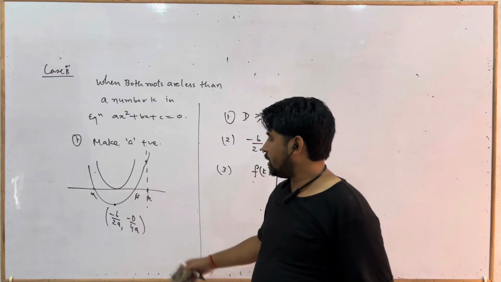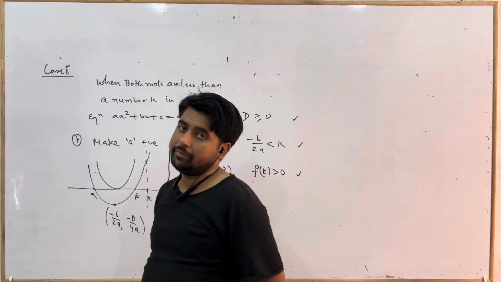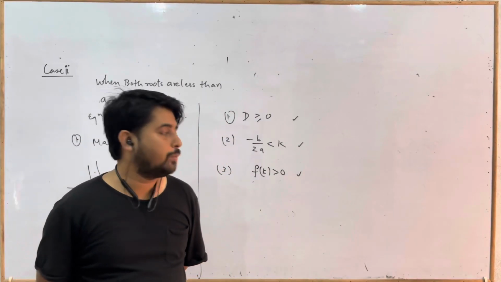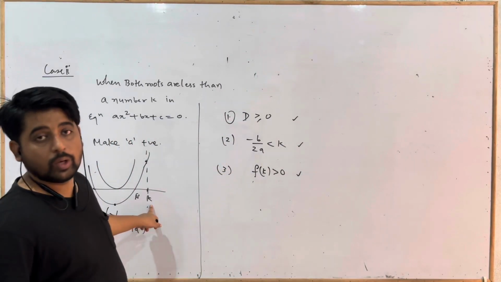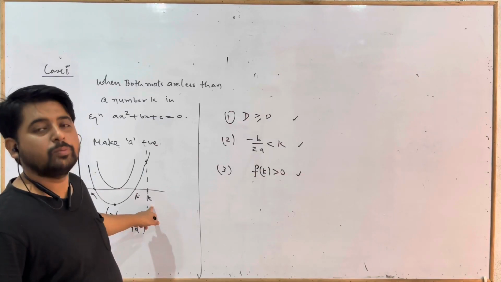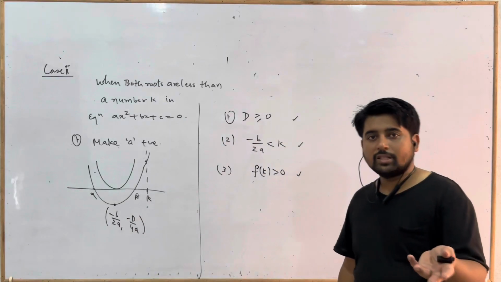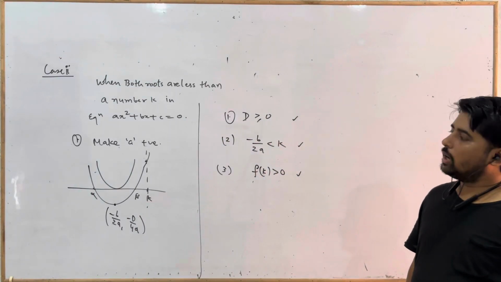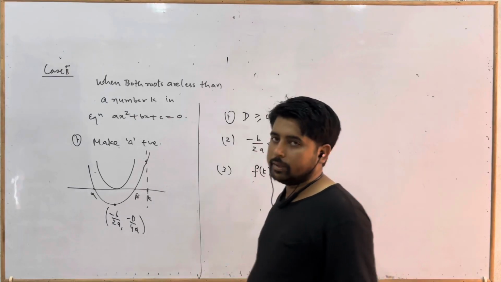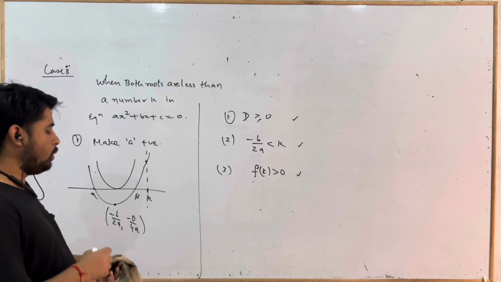In this question, if the question is saying that both roots are negative, that means if you put k equal to 0, in this case you will get both roots negative. That means both roots are less than 0. So sometimes they ask both roots are positive, both roots are negative, so you can relate with the location of roots. This is case number 2.